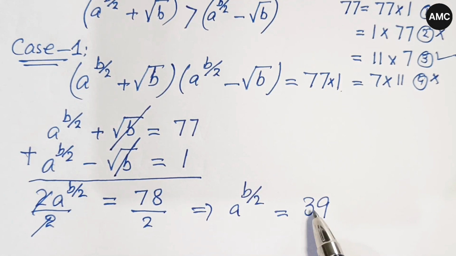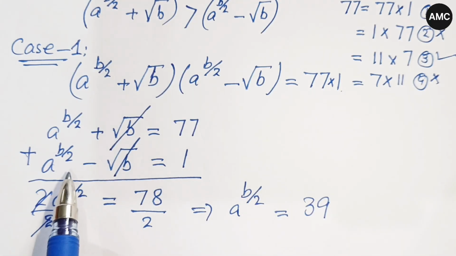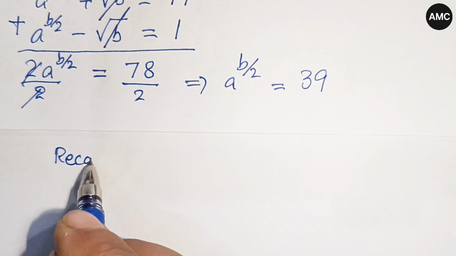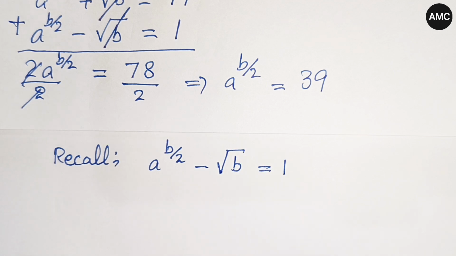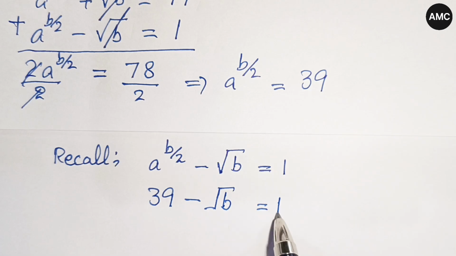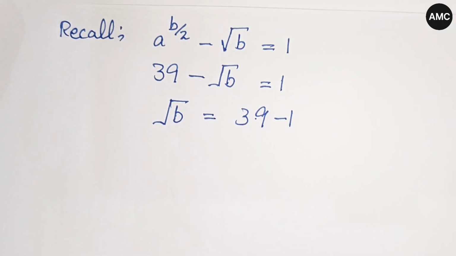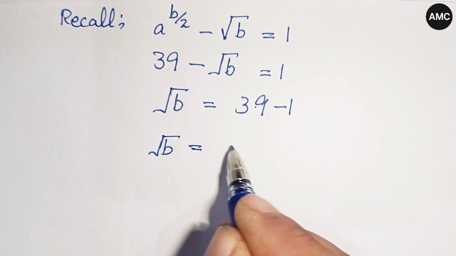If we put this value in either equation, let's say the convenient one, we are going to put this value of a to the power b over 2 in this equation. Recall that a to the power b over 2 minus square root of b is equal to 1, but a to the power b over 2 is equal to 39. So putting in 39 minus square root of b is equal to 1. Now shifting square root of b to the right hand side, it will be positive, and moving the 1 to the left side, we get 39 minus 1. So square root of b is equal to 38.